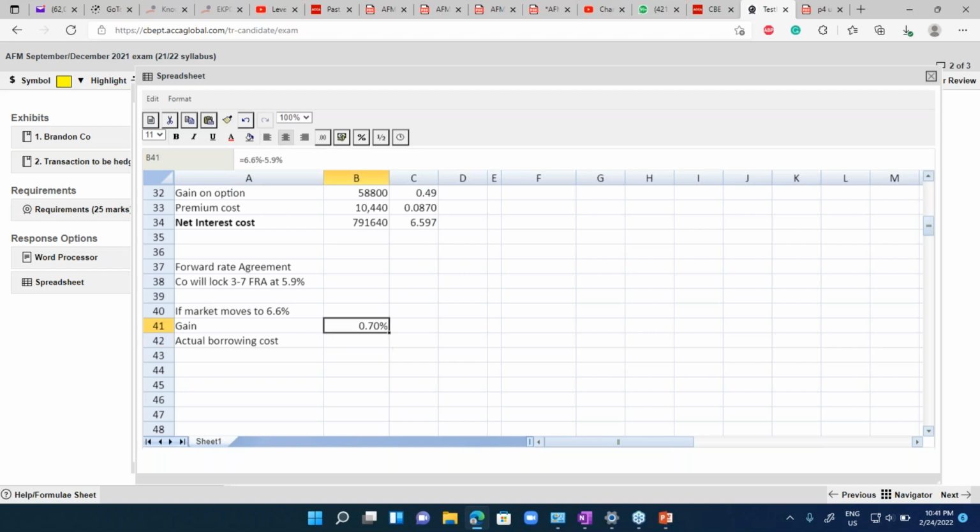so let me shift this into the next cell. Actual borrowing cost is market has moved to 6.6 plus 0.4%. So final cost will be 6.3%.